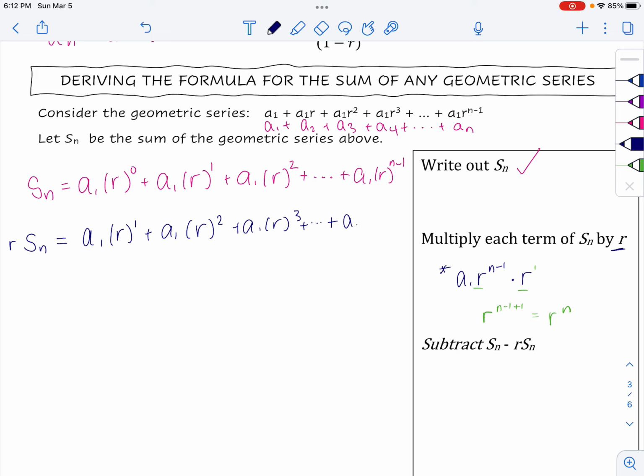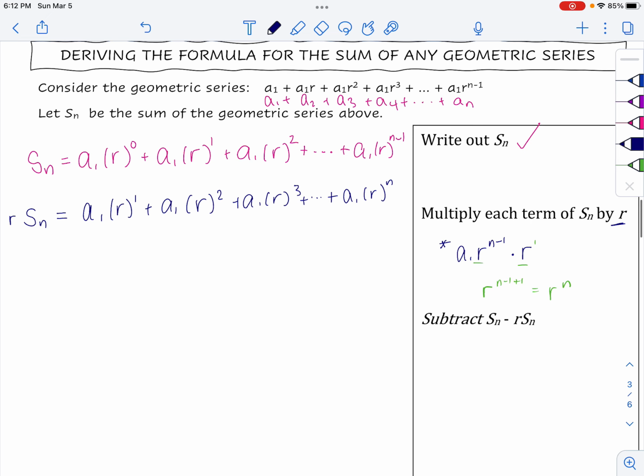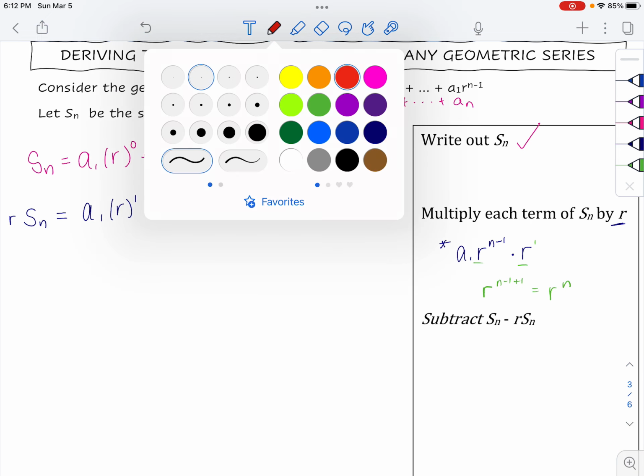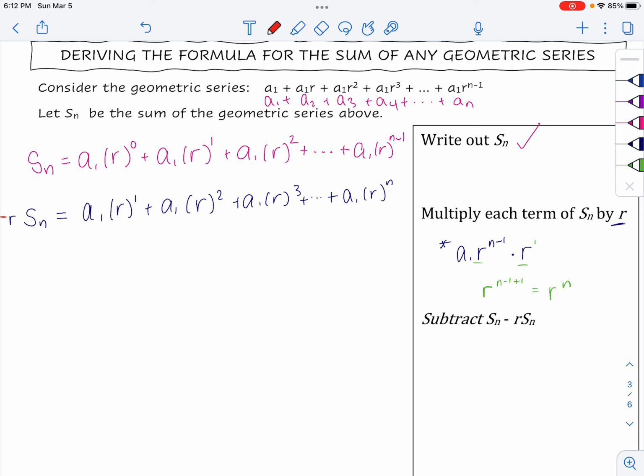After this step, the next step is to subtract these two equations into one. So I'm going to subtract the second equation from the first equation. When I do that, each term becomes negative. And instead of rewriting it all out, I'm going to look for the terms that cancel. So we have S sub n minus r times S sub n. I see a sub 1 r to the first minus a1 r to the first. Those cancel. I've got a1 r squared minus a1 r squared. Those cancel.